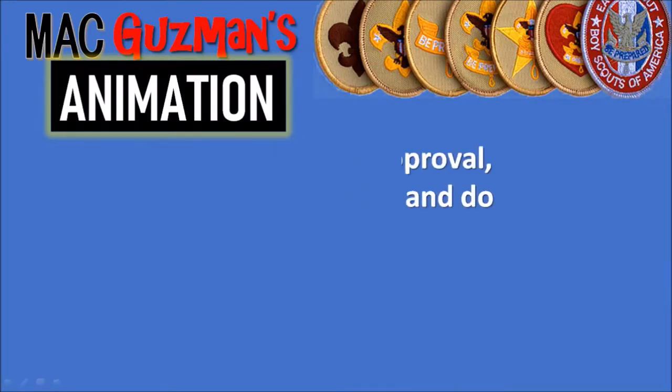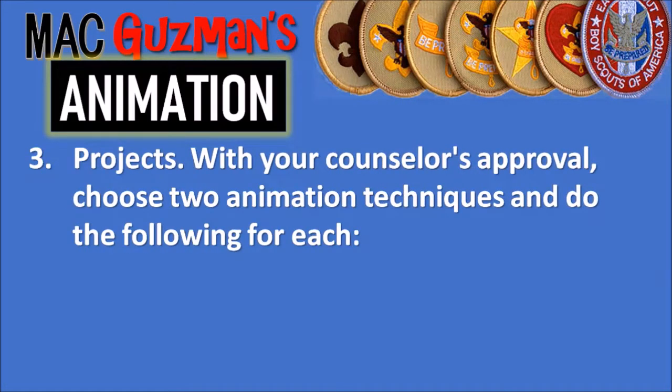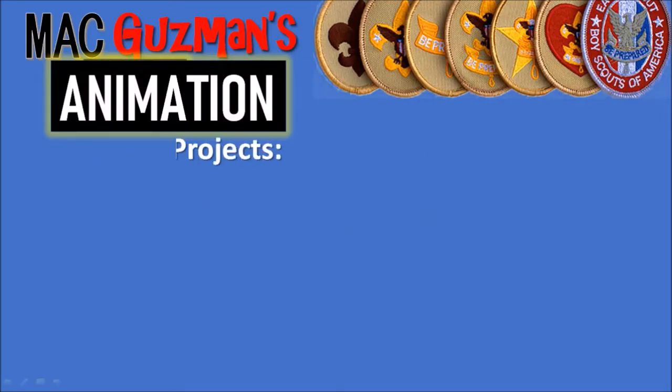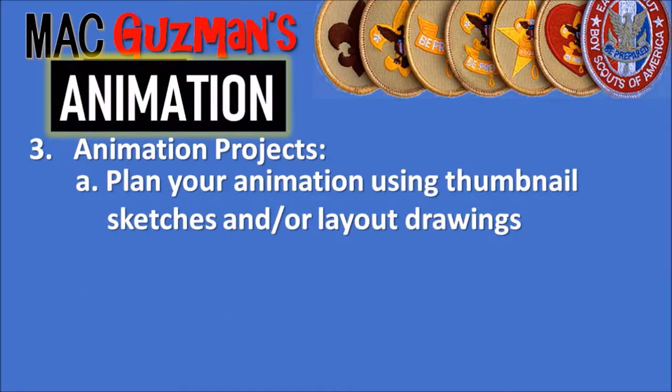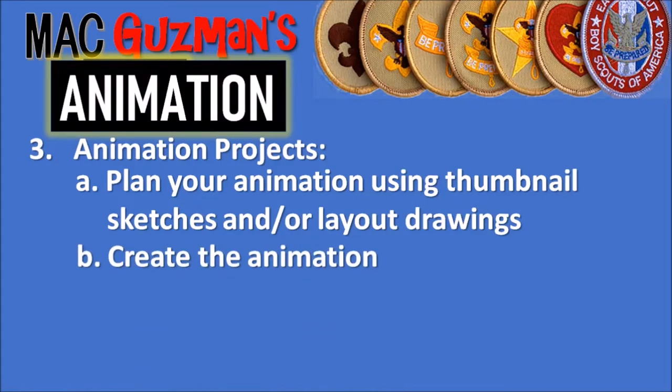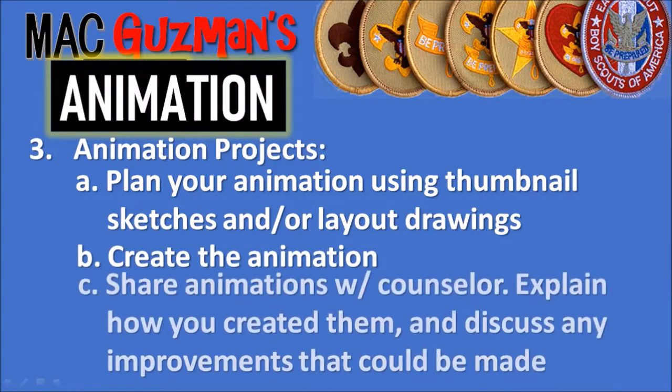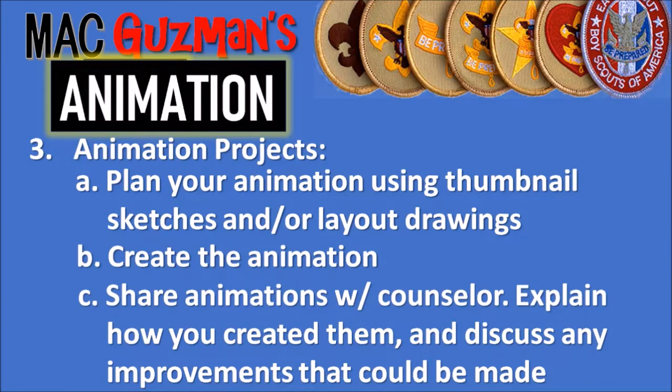So moving on to the third requirement, it's about projects. With your counselor's approval, choose 2 animation techniques and do the following for each. First one, with animation projects, you need to plan your animation using thumbnail sketches and/or layout drawings. B, create the animation. And C, share the animations with your counselor. Explain how you created them and discuss any improvements that could be made.